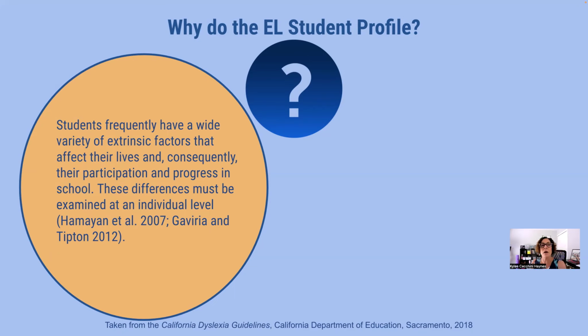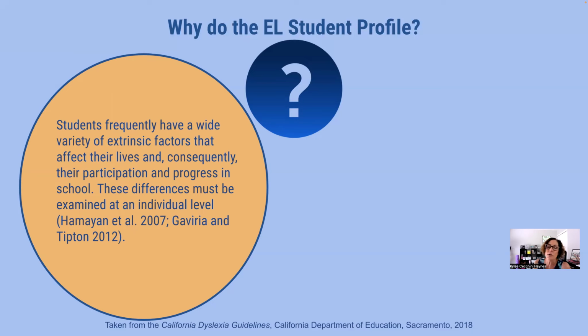And having a culture that's different from the mainstream culture is an extrinsic factor that we need to be aware of. It affects our students' lives, all right? And notice how it says these differences must be examined at an individual level. Well, how do we do that? Well, we look at each student individually.